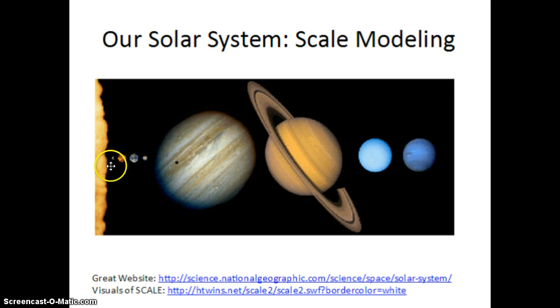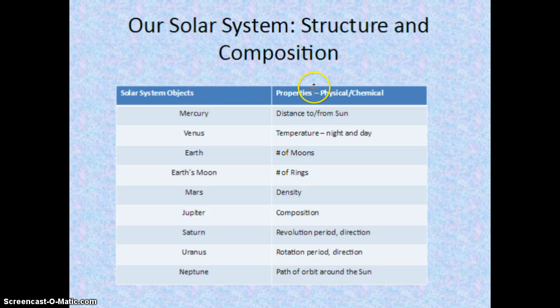Looking at our solar system, we would find Mercury, Venus, Earth, Mars. These are the inner rocky or terrestrial planets. Then we have Jupiter, Saturn, Uranus, and Neptune in that order. Here are some compositional aspects, or some values, that we're going to find, and it's going to be based on all of these objects that we find in our solar system: the distance from the sun, temperature, day and night, number of moons, number of rings, density, composition, revolution period, rotational period, and the path of the orbit itself.